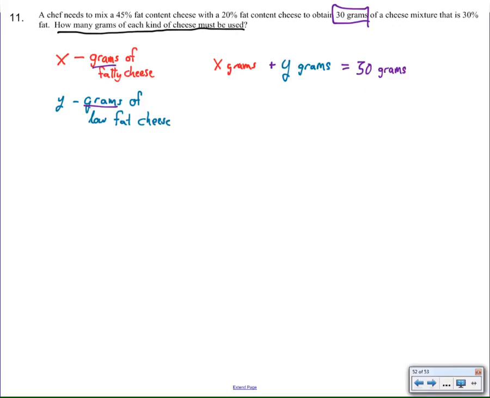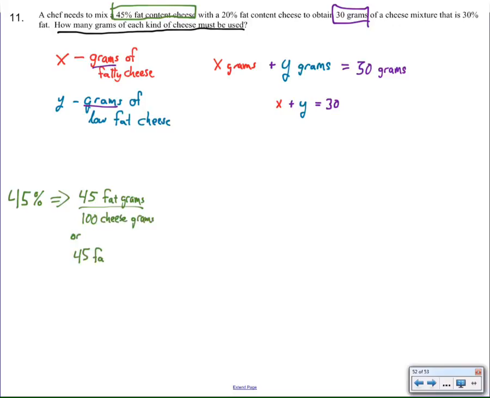But what we want is not just a 30-gram mixture. We want a 30-gram mixture whose fat content is only 30%, so more than the low-fat, but less than the high-fat cheese. Here's what I learned from just looking at what 45% means. Percent means out of 100, so 45 out of 100. When I say 45% of the cheese is fat, that means for every 100 grams of cheese, 45 of those grams are fat grams. In other words, 45 fats per 100 grams, or 0.45 fats per gram. It all depends on how you want to look at it.